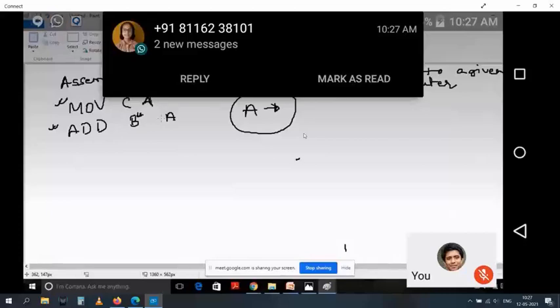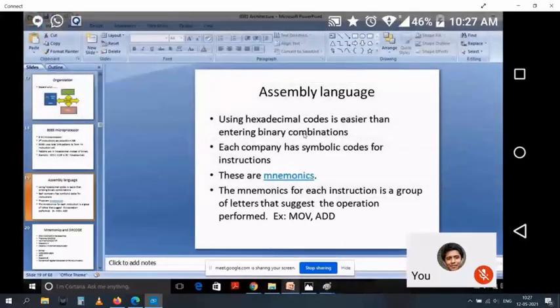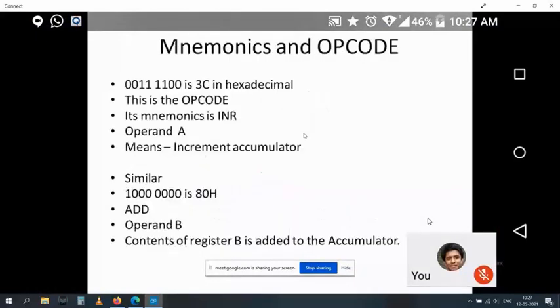So we are writing these mnemonics to help us understand easily, but this mnemonic set will differ from MPU to MPU. Okay, all 8085 will have the same, but the others will be different. So mnemonics and opcode. What is the mnemonic and what is the opcode? Suppose I'm writing 3C in hexadecimal. Then I'm writing 0011, and C is 1100 in binary. But in hexadecimal it is only 3C. So it is easy for us to write in hexadecimal.